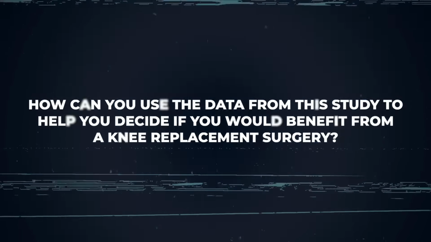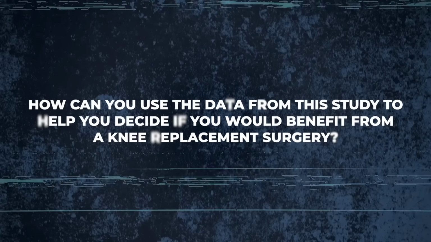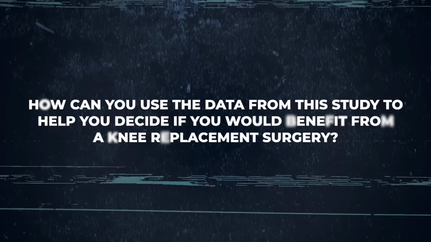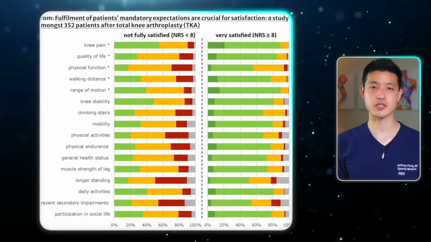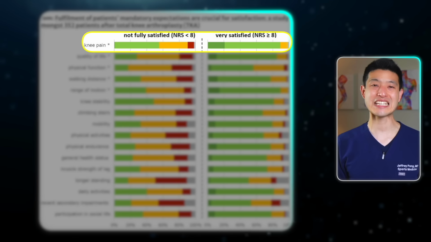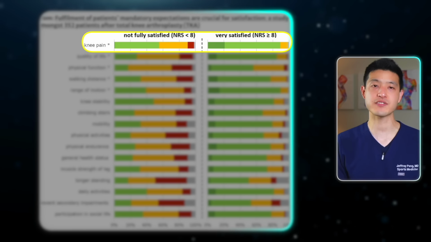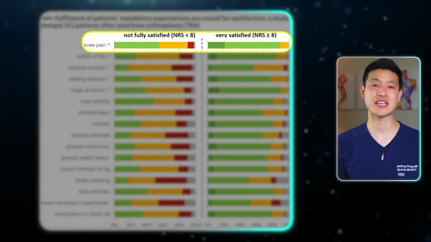So how can you use the data from this study to help you decide if you would benefit from a knee replacement surgery? I think it all goes back to the results from this chart. Knee pain was found to be the key expectation most successfully achieved in both satisfied and unsatisfied patient groups. Therefore, if your primary symptom related to arthritis is pain, a knee arthroplasty may be a very effective treatment option to achieve a significant reduction in symptoms.